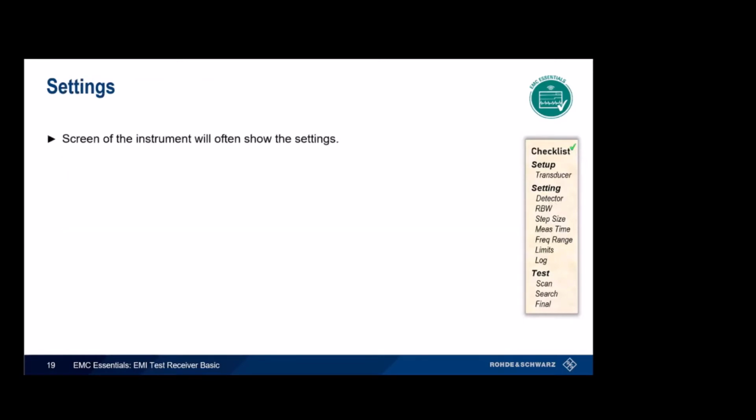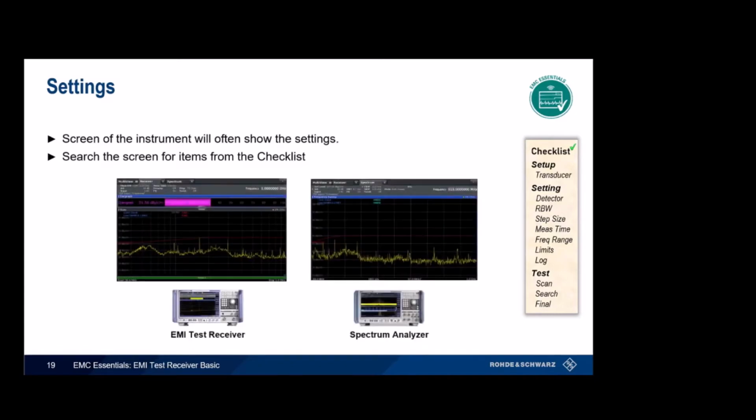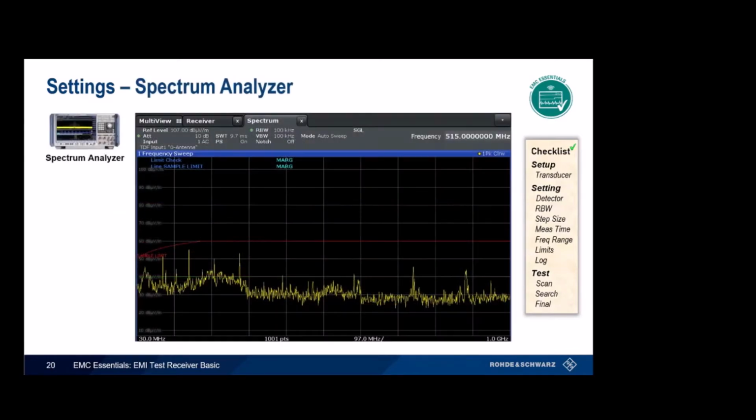The screen of the instruments will often show you what setting parameters are available. So let's check the screen of the instruments for settings from our checklist. For comparison, we'll check the screen on the EMI receiver and a spectrum analyzer. Starting with the spectrum analyzer, we can say we found the transducer, so we could check that off of our list. We found the detector settings for our peak detectors, so we can check it off, but since it did not say an EMI detector, we'll list it as a note about EMI detections.